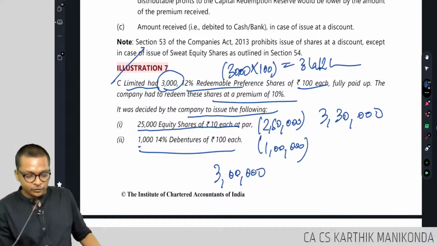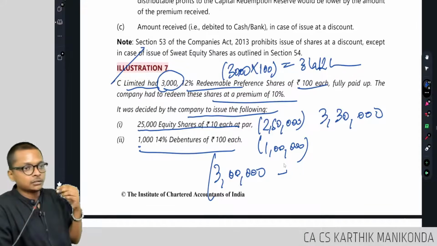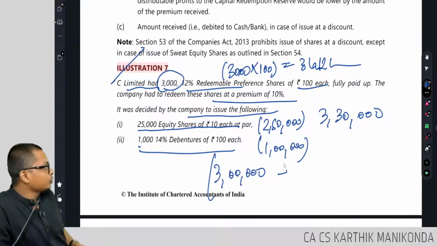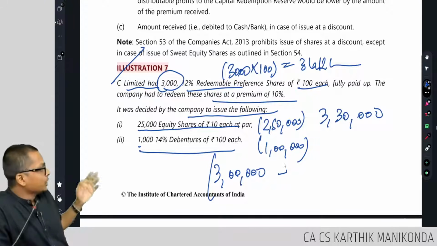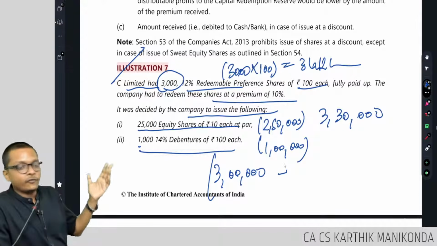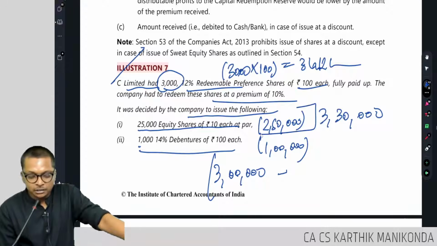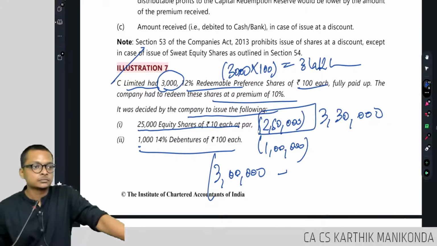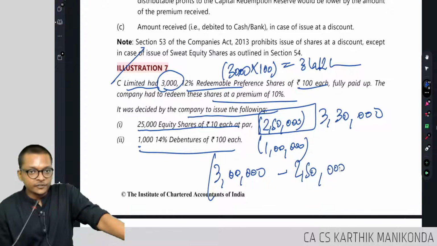Why you will not take fully. So you will take 3 lakhs minus what is the fresh issue of shares? Any fresh issue? Read properly. Is there any fresh issue? It was decided by the company to issue the following: 25,000 equity shares of 10 each. How much, guys? Then fresh issue is there, no? How much fresh issue? 2 lakh 50,000.